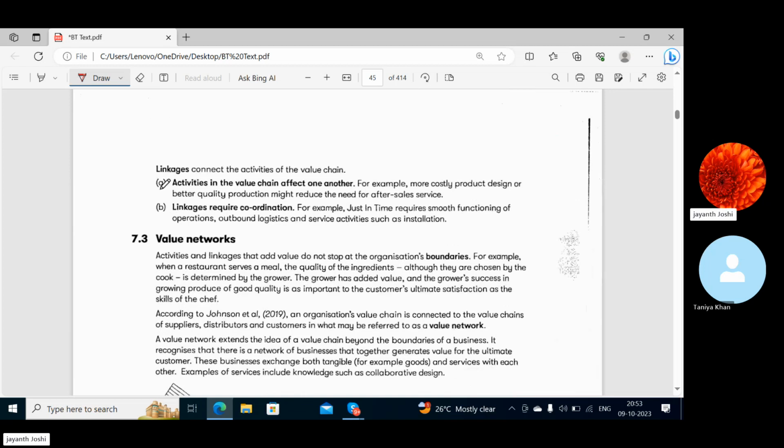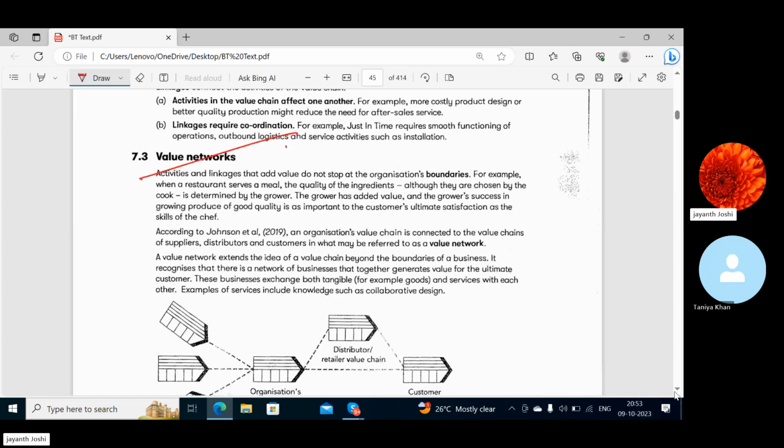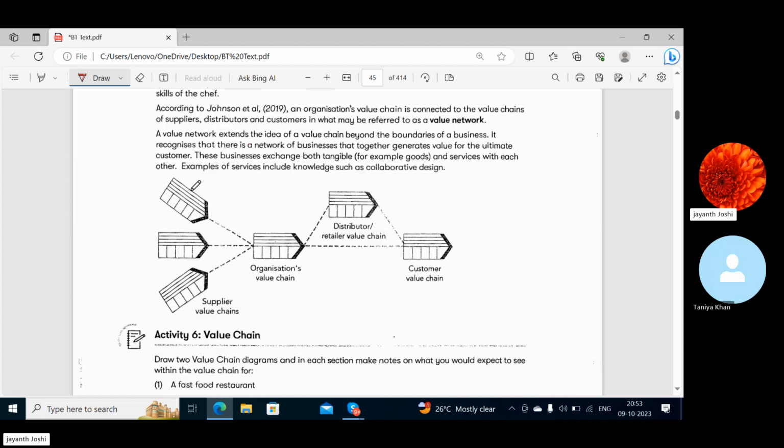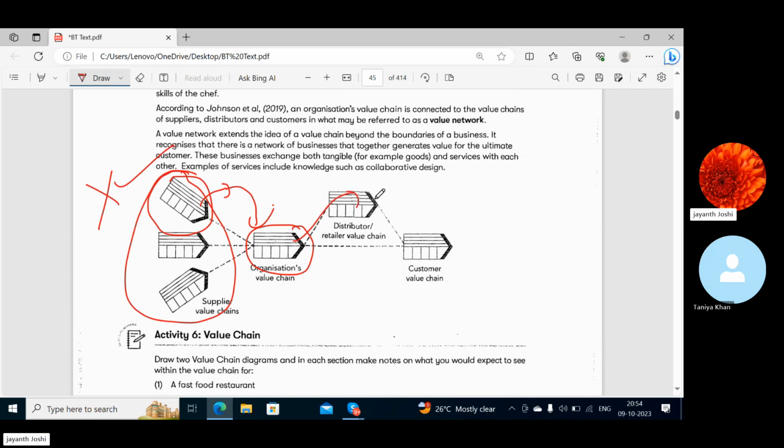Linkages means all these activities are linked, and that is why they require coordination. Then there are a lot of value networks, where you see all the value chains intertwined. This is the supplier's chain. Suppose there is a supplier X, which is an organization with a group of suppliers, each with their own value chain network. The value gets created for the product they want to sell, and then it comes to the organization. They supply the raw material, so value is created for those raw materials. The raw material, which is output for the suppliers, is input for the organization. The organization also has a value chain network where they convert it, and value is created for that product. Again it goes to the distributor, and from the distributor it goes to customers.